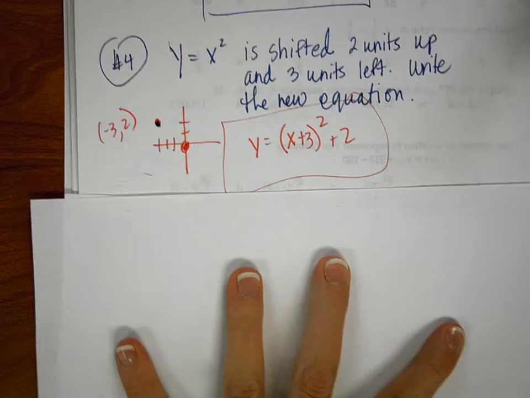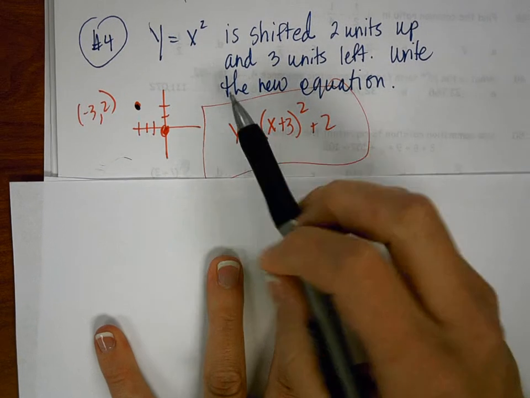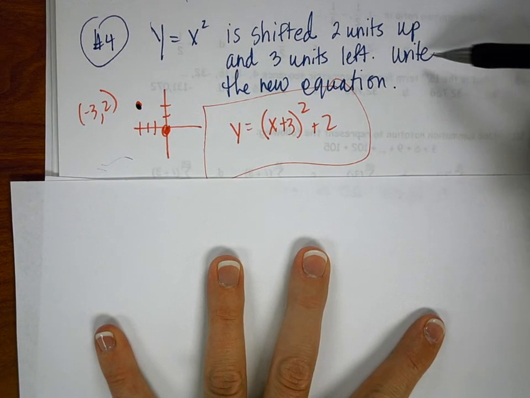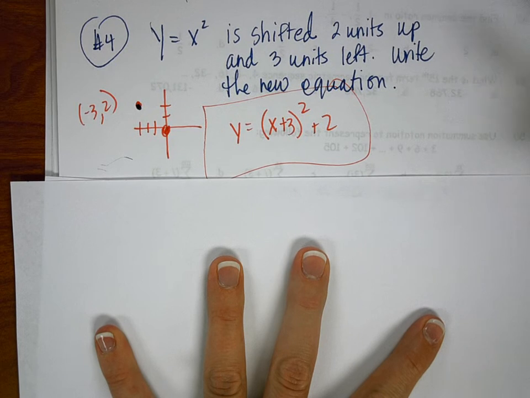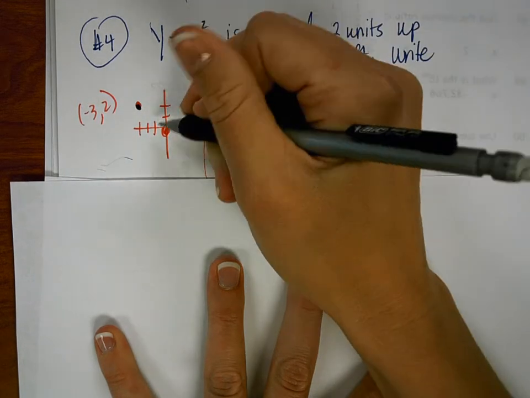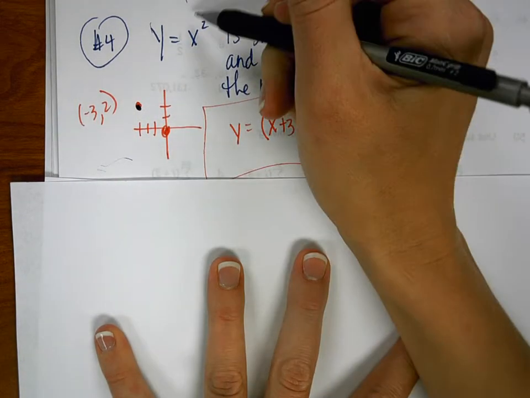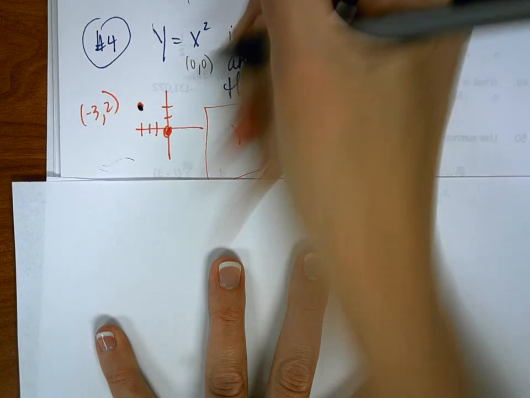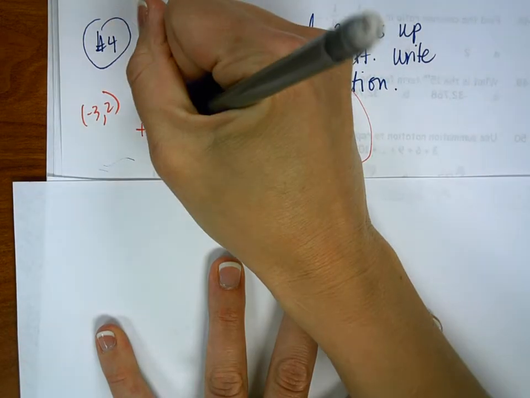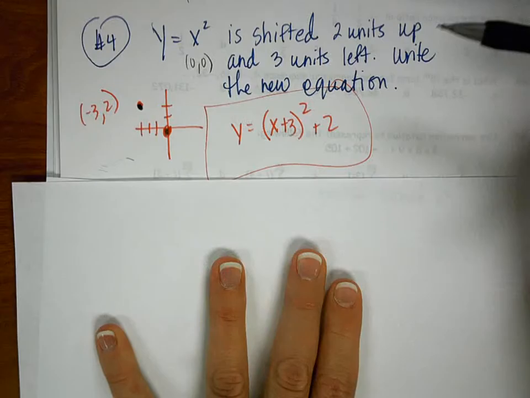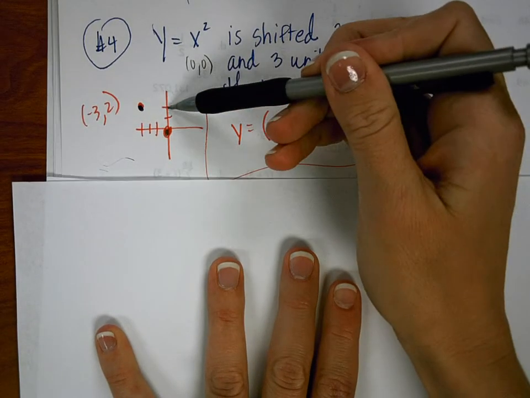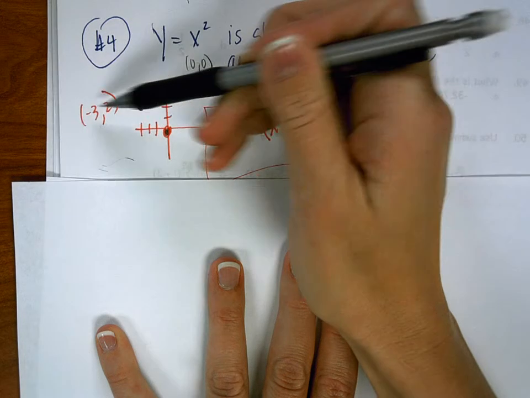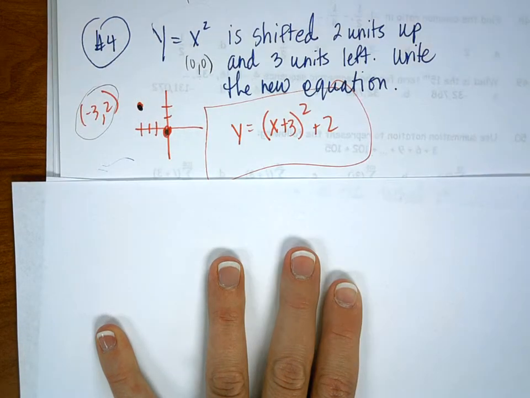Okay, y equals x squared is shifted 2 units up and 3 units left. Write the new equation. My suggestion is to always make a graph. This vertex right here is at 0, 0. So I made a point at 0, 0. It says it shifted 2 units up, 1, 2, and 3 to the left, 1, 2, 3. My new vertex is -3, 2.